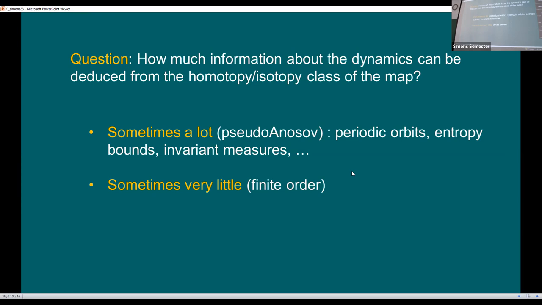Well, there are two cases, and sometimes you can do a lot. So in the pseudo-Anosov stirring protocol, I can tell you that the fluid motion has certain periodic orbits, give a lower bound for its topological entropy, tell you about ergodic invariant measures, et cetera. And in the other case, I can't tell you anything, but there's a fixed point. All right, so this is the theme: how do we tell the difference between the two, and how do we extract information from the homotopy class or the isotopy class and reach dynamical conclusions.